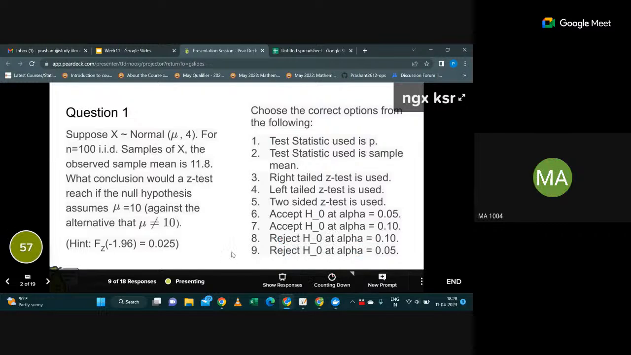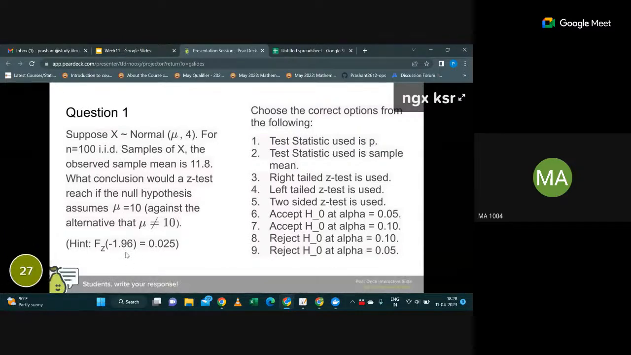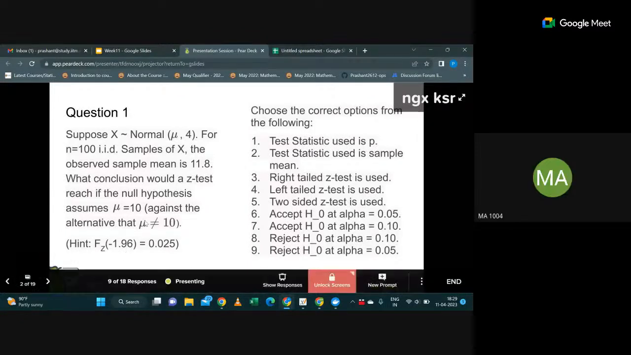Okay, so for 10, I think this value is for 5% only, right? Yes, sir, this value is for 5% only. So for 10, I think it will be FZ of minus 1.64 is coming. What are you getting? FZ inverse of 0.05, we need. So for that, I think the value should be minus 1.64. Okay, so should we proceed?